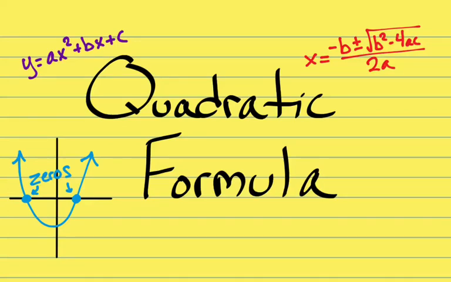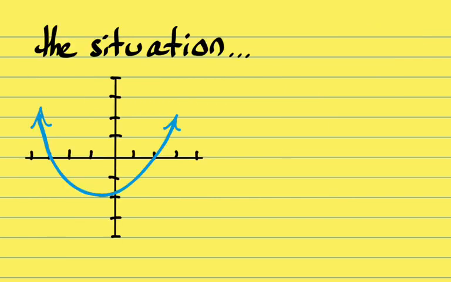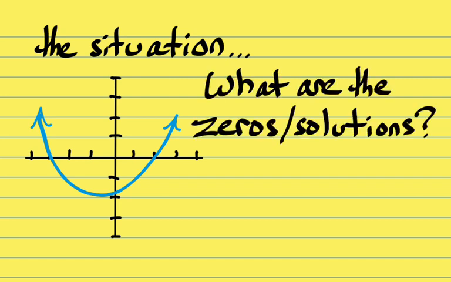This video will explain how to use the quadratic formula, why it's useful to know, and how to simplify your final answer. So here's the situation. If I were to show you a parabola crossing the x-axis like this one, and then I ask you the question, what are the zeros, which are also the solutions, you can find them very easily by looking at where the parabola crosses the x-axis.